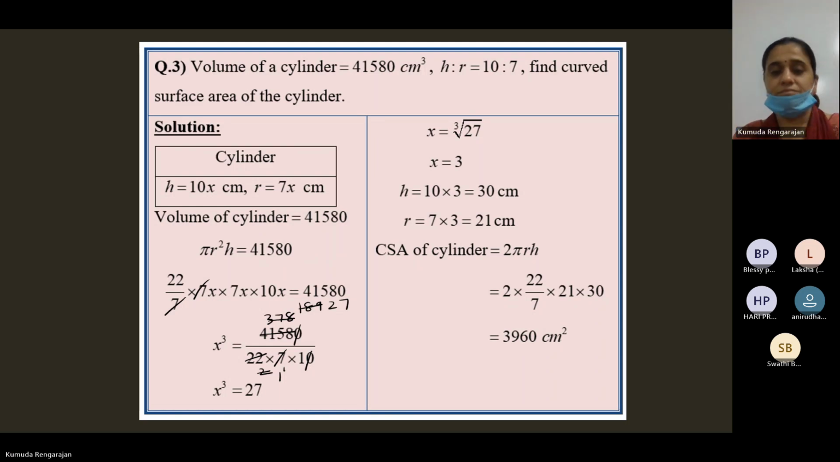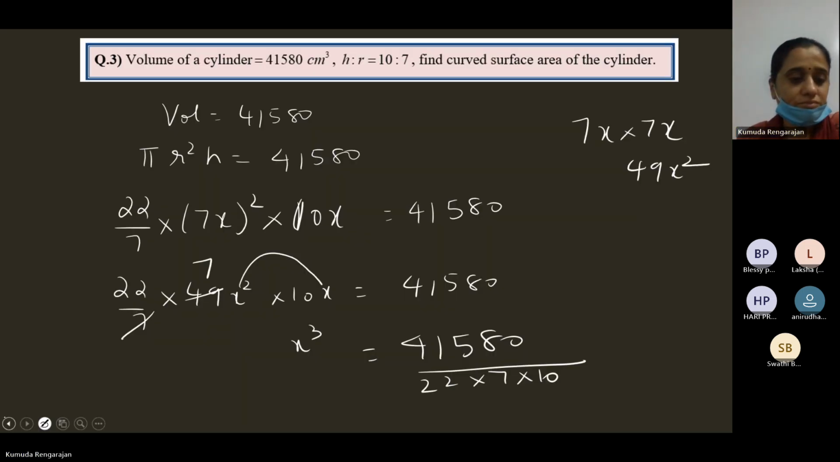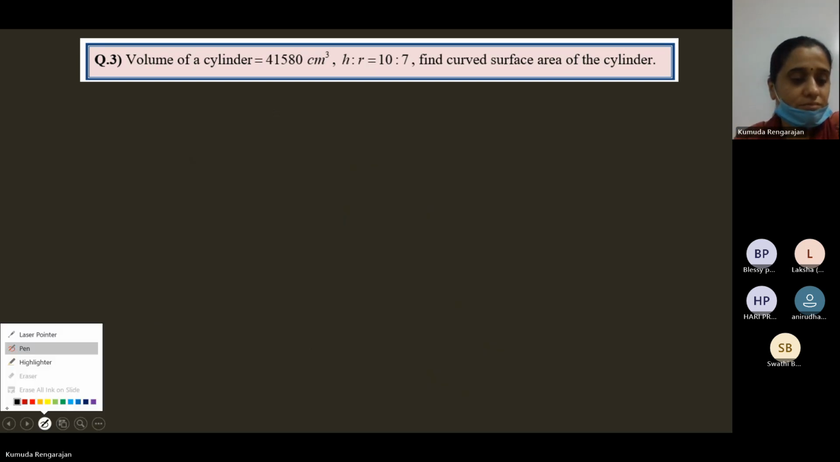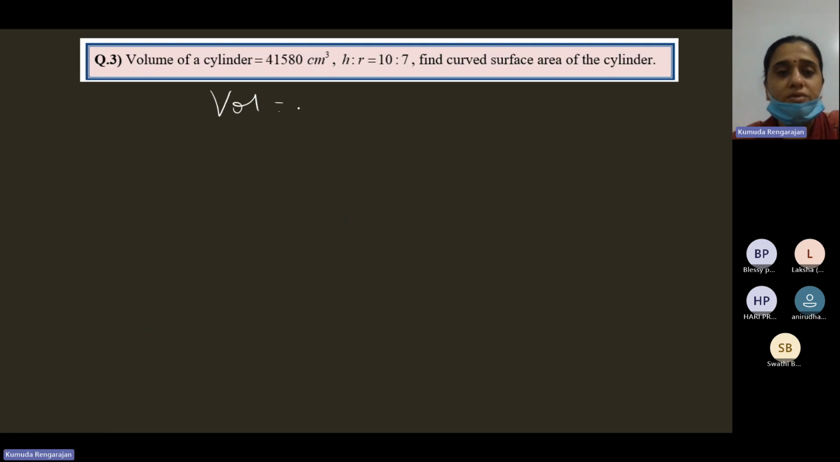Done, children? Finished here? So how should you work this? Volume is given. So volume is equal to 41580 is given to you.